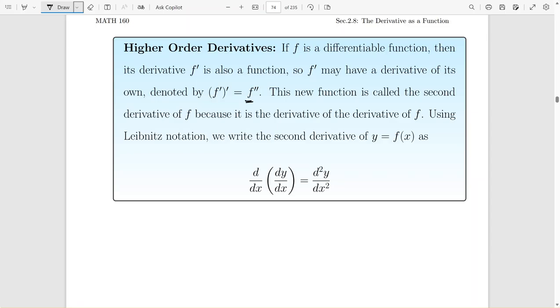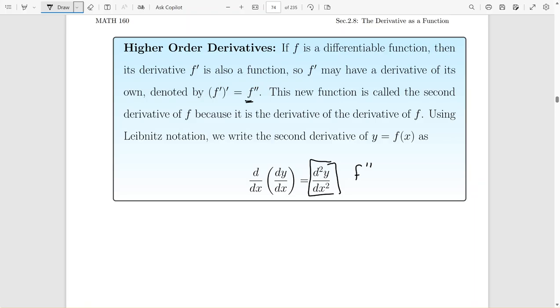And we can use Leibniz notation to write the second derivative, d/dx of dy/dx. Sometimes you'll see it written like this, d squared y over dx squared, the second derivative of y with respect to x. Or, more commonly, we're just going to do the double prime that way.